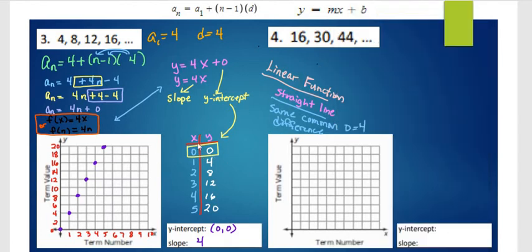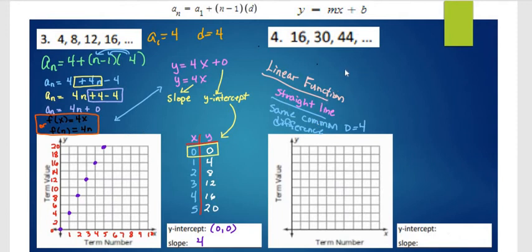Now when I graph this, I see that my y-intercept is at (0, 0). Then I'm going to plot the points (1, 4), (2, 8), (3, 12), and I'm going to keep on going. Notice that this is a linear function. This is a straight line. It has the same common difference of 4. This is a positive slope.